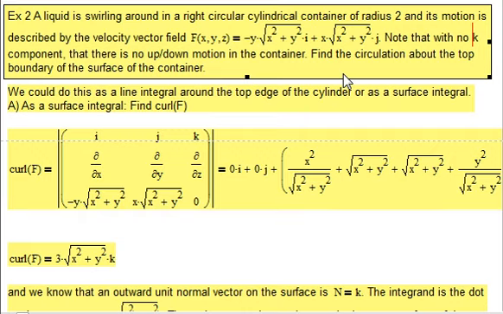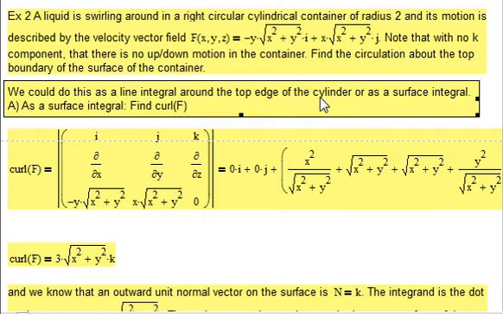In other words, it's just swirling around and doesn't go swirling up and running out of the container or swirling down, run out the bottom. So find the circulation about the top boundary of the surface of the container. We could do this as a line integral around the top edge of the cylinder or as a surface integral, and so we'll do it both ways.